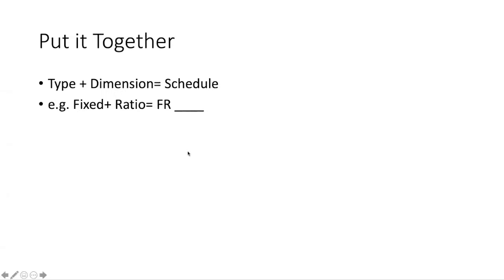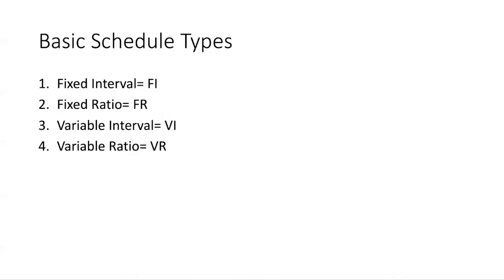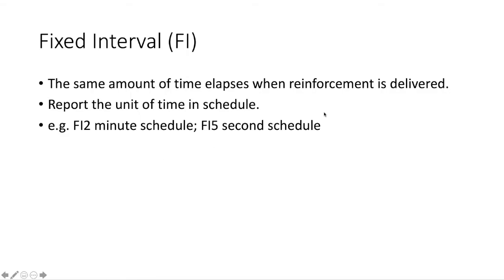So when we put it together, you have the type plus the dimension, which gives you the schedule. An example of that would be fixed ratio, and we note that as FR. And you can have VR, which is variable ratio, FI, which is fixed interval, and VI, which is variable interval. So fixed interval equals FI, fixed ratio equals FR, variable interval equals VI, and variable ratio equals VR. And those are the basic schedule types. So we'll look at each of these individually, and then we'll do some practice similar to how we do our ASRs with the schedules of reinforcement.